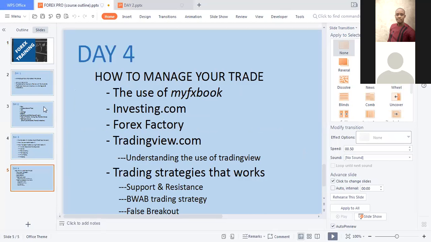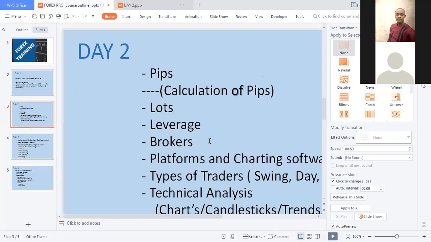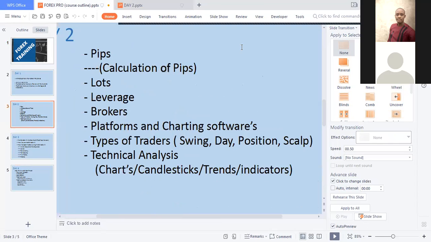What are we doing exactly today? For today, we are going to look at another phase of Forex. And this phase is pips. We're going to look at lots, leverage, brokers, chart forms and platforms and charting software, types of traders: swing, day, position, scalp, technical analysis. We'll talk about charts, candlesticks, trends, and indicators.